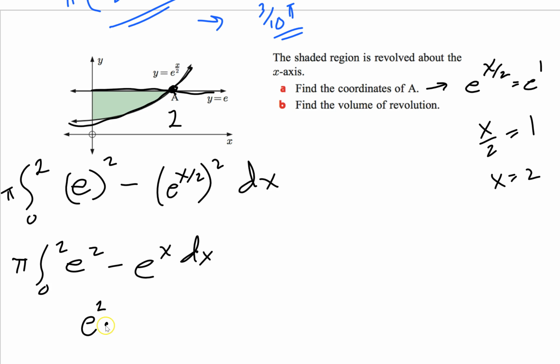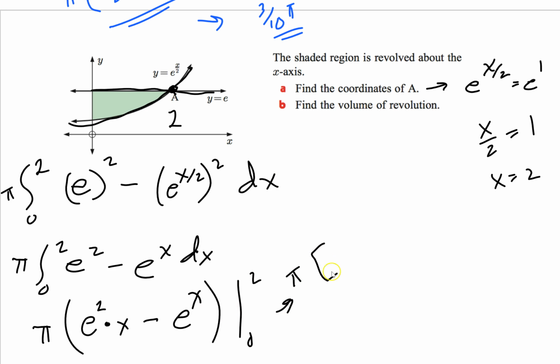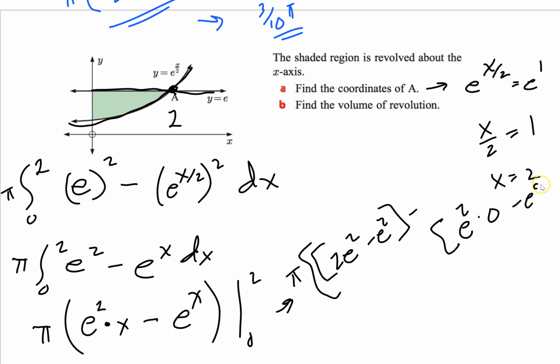So e squared times x. Now remember, over here we're integrating e to the x. The integral of e to the x is e to the x. Again, we're doing limits, so we're going to go from 0 to 2. Now we just plug that in. It's going to be pi times, plug 2 in, 2e squared minus e squared, minus parentheses, e squared times 0 minus e to the 0.